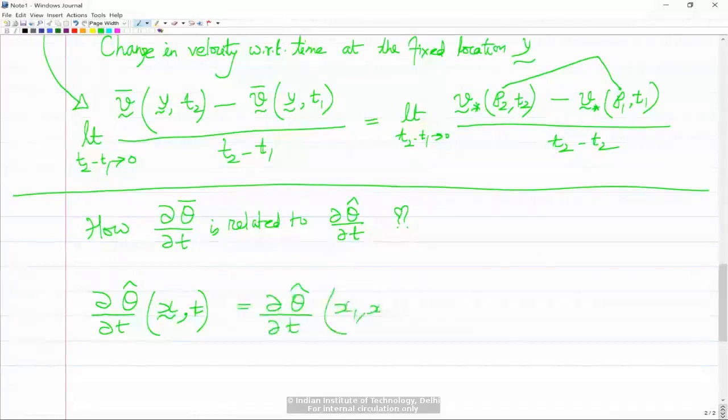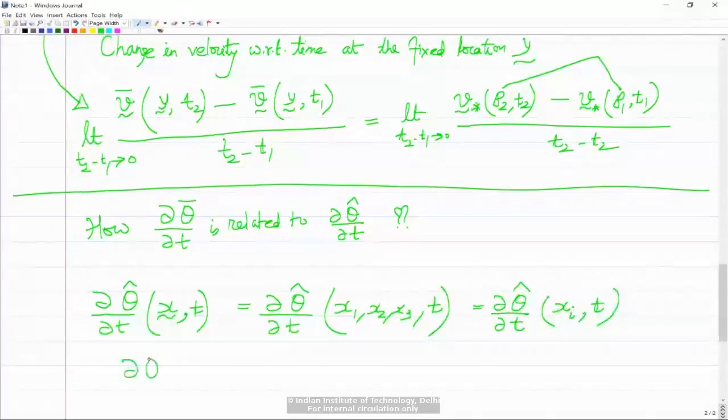So it is same as x1, x2, x3, comma t. And I'll just write it in index form as follows: del theta by del t, xi, comma t. So writing just xi means I'm meaning all three of them, x1, x2, x3. Similarly, del theta bar by del t is simply del theta bar by del t, and it's a function of y, no? So it's y1, y2, y3.